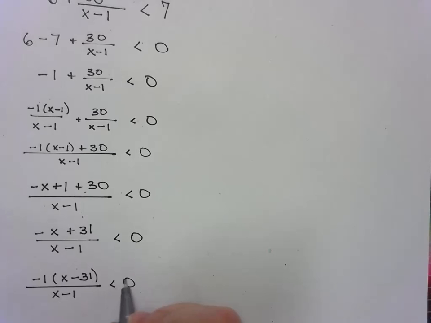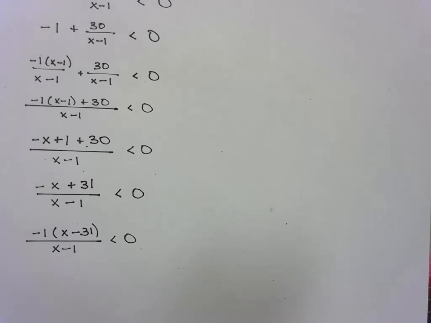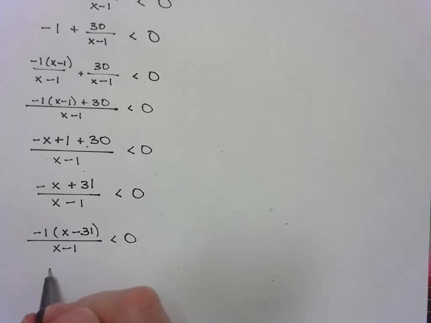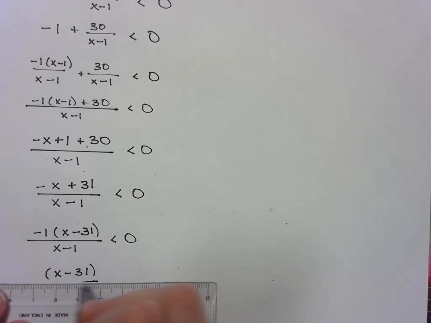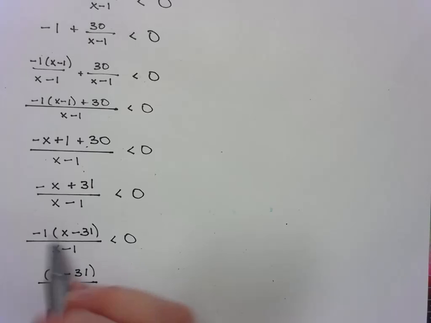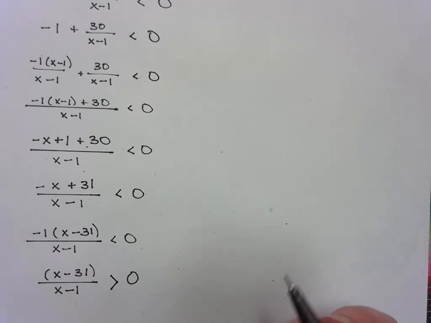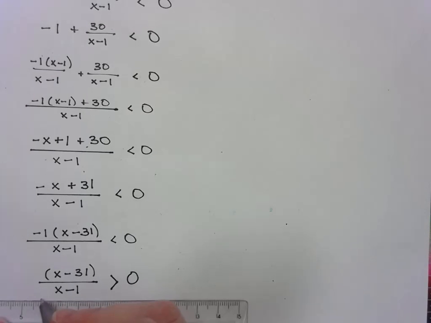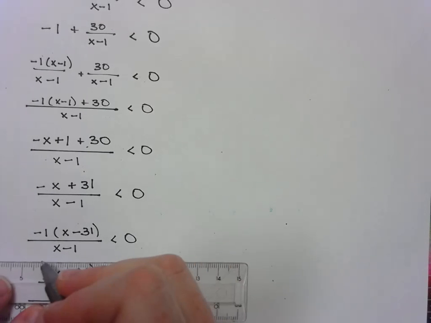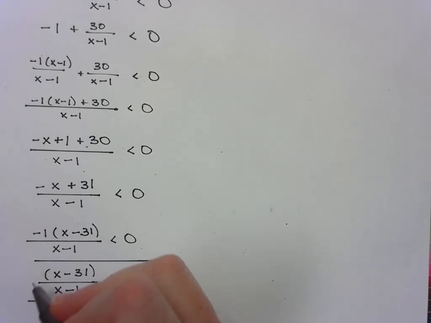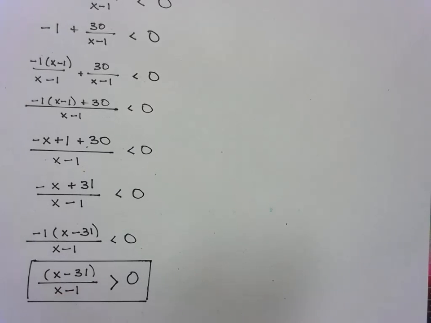is less than 0. And then what am I going to do? Well, because I have a negative here, I'm actually going to divide both sides by negative 1, and I'm going to be left with x minus 31 over x minus 1. And then because I divided by negative 1, my sign changes to a greater than, and 0 divided by negative 1 is just 0. So now this is the expression that I am going to use when I graph so that I can figure out what x values will be greater than 0.